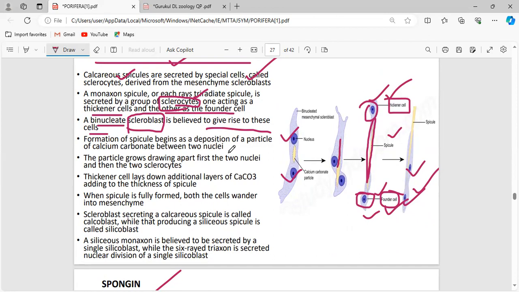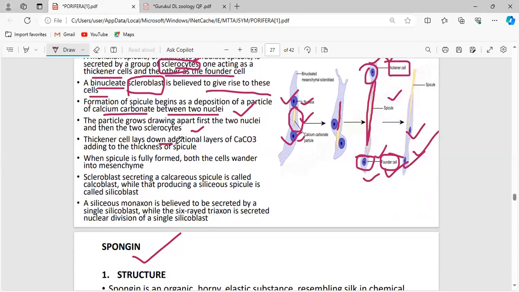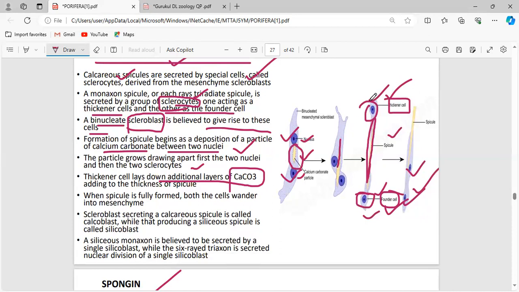Formation of the spicule begins as a deposition of a particle of calcium carbonate between the two nuclei. Now this particle grows, drawing apart first the two nuclei and then the two sclerocytes. The thickener cell lays down additional calcium carbonate onto the spicule. That is why, as the name suggests, it is called the thickener cell.